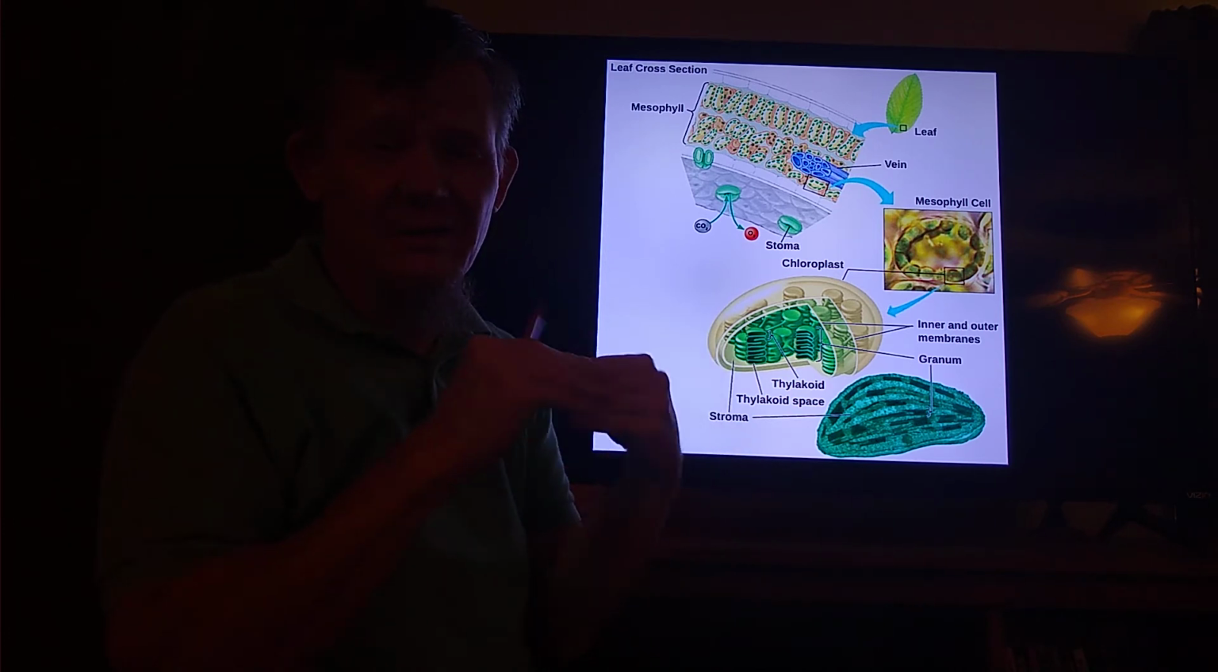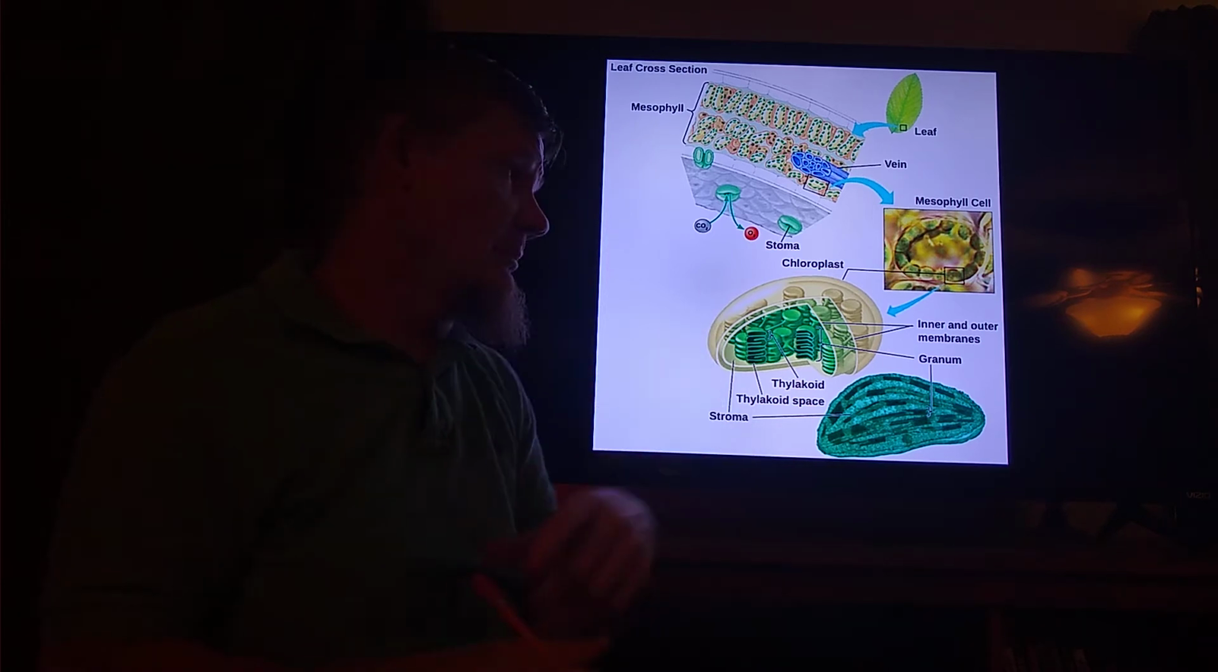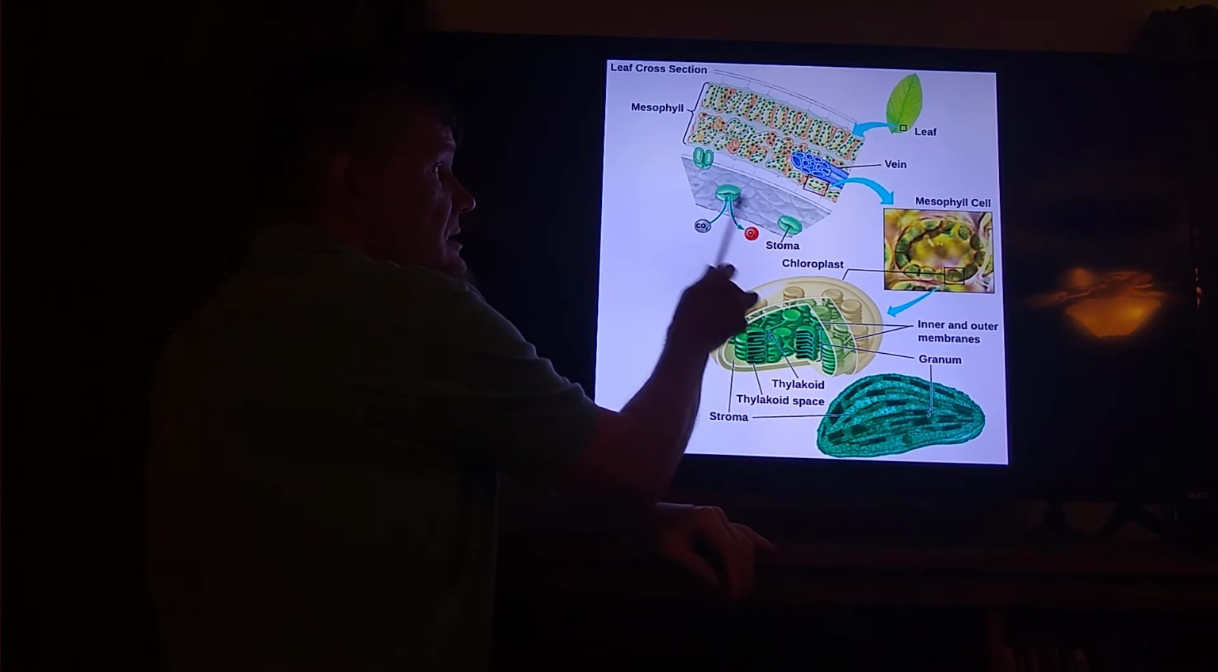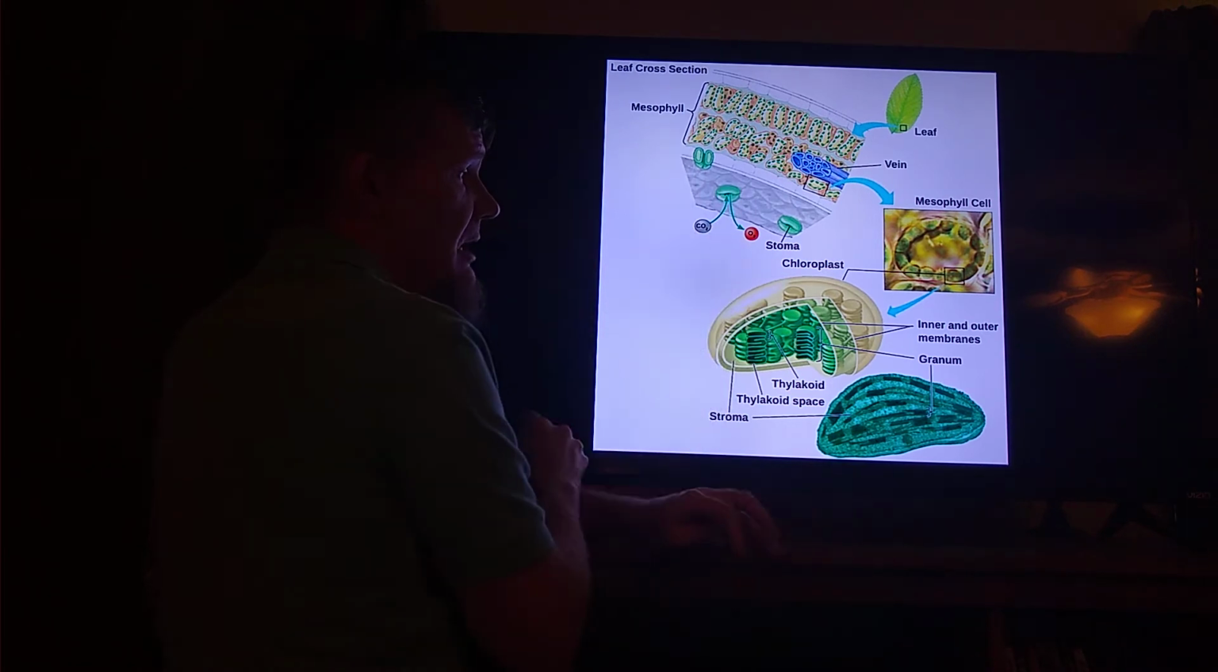It kind of goes into suspended animation, hoping that water will come back. These are the only cells that actually have chloroplasts in them in the epidermis, these stomata.